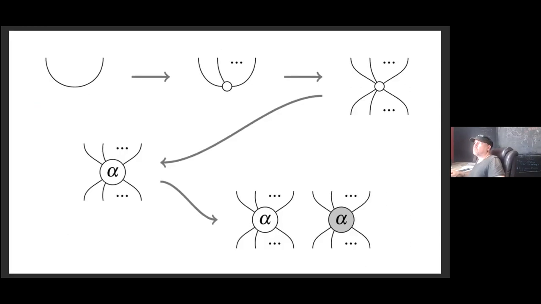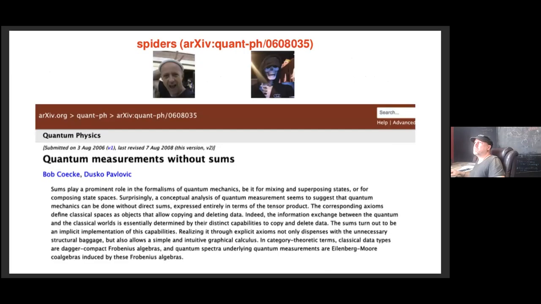And I'm now going to go gradually through the steps. The first step is towards spiders. There was this paper in 2006 with Dusko Pavlovic. And the key observation there is that you can do quantum mechanics without sums. This might sound really weird because the first thing they teach you in linear algebra is adding things up. And of course, if you look at quantum measurements, when you specify a measurement, you get superpositions. People would think superpositions are the most important thing in quantum mechanics. But they are sums. And we realized that you can get away without sums. What you use instead is really just the tensor product.